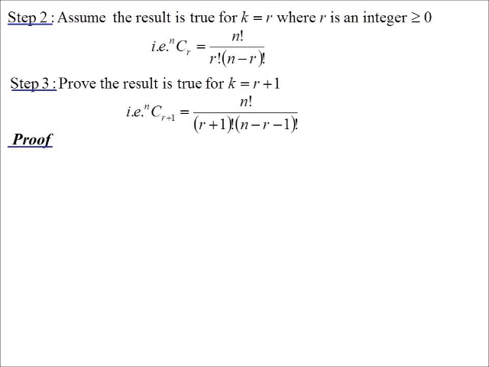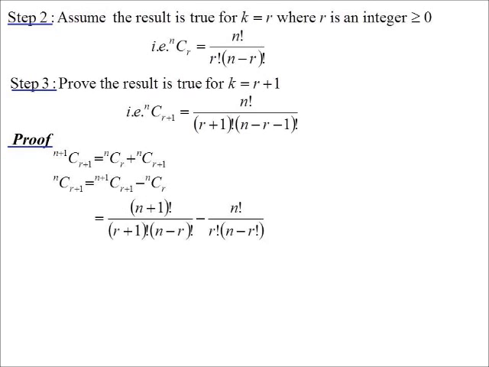Remember, we have this relationship with Pascal's triangle, that (n+1)C(r+1), to get any particular one, we go to the row above, so n, and add the two above it. So nCr plus nC(r+1). If I rearrange that, I can say, well, nC(r+1) then is (n+1)C(r+1) minus nCr. But we've assumed nCr is n factorial over r factorial, (n minus r) factorial.